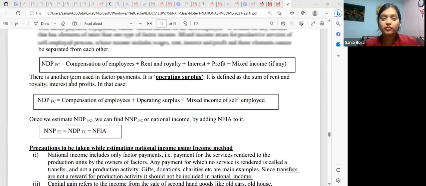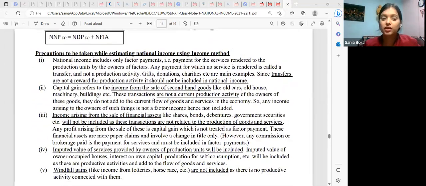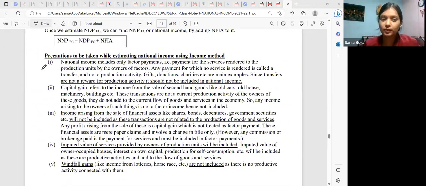Okay. So over here, when you are doing the income method, there are some precautions which you need to take care of while estimating the national income. First, national income includes only factor payment, that is, payment for services related to the production unit by the owner of the factor. Any payment for which no service is rendered is called a transfer and not a productive activity. Gift, donation, charities, etc. are the main examples. Since transfers are not rewards for production activity, they should not be included in the national income, right?